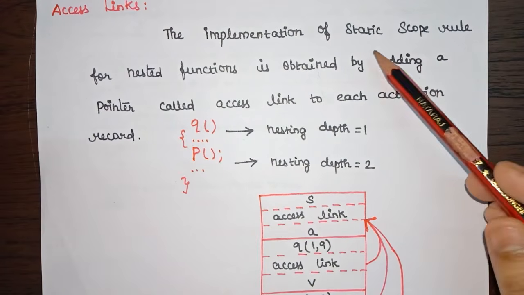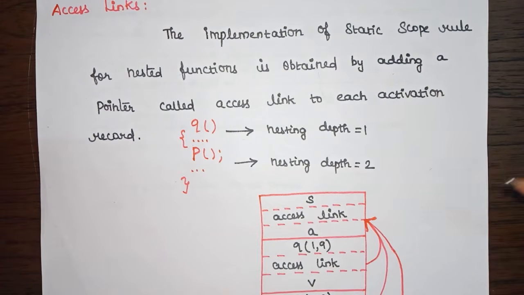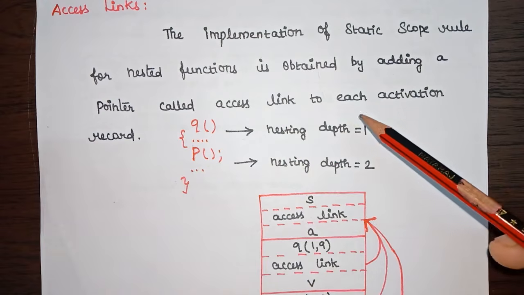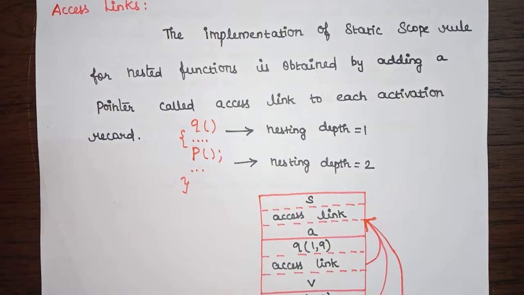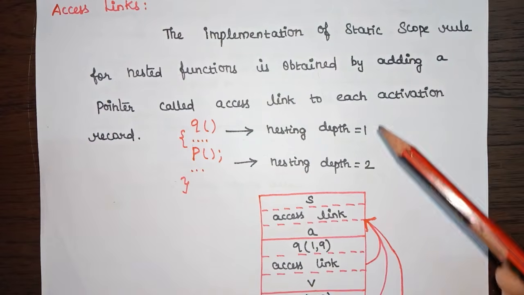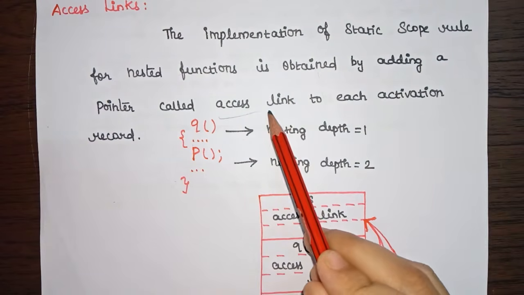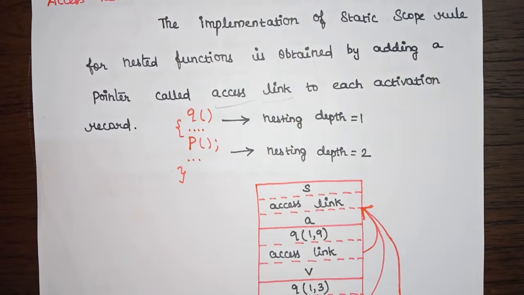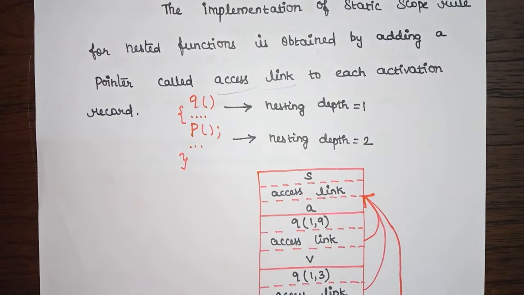The static scope rule for nested functions can be implemented by adding a pointer, and that pointer is called the access link. We are going to add a pointer to each activation record, that is, to every activation record present inside the stack, and that pointer is your access link.